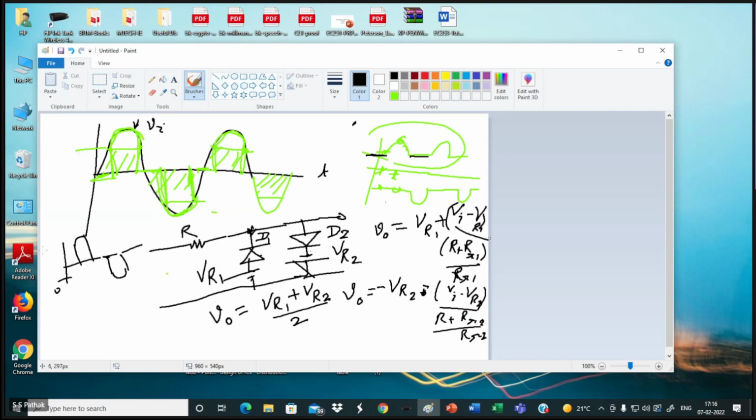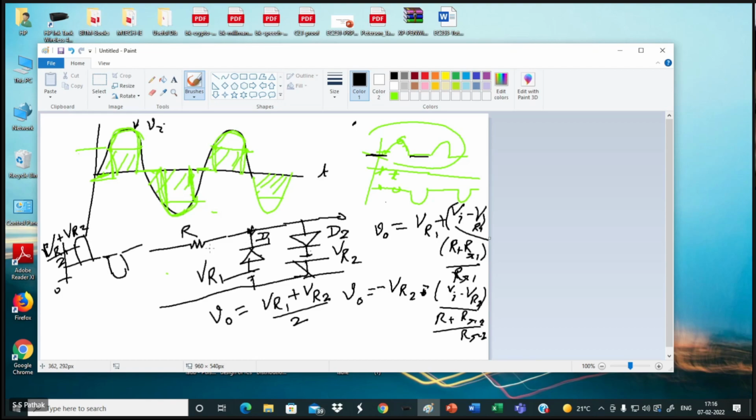So this was Vr1 plus Vr2 divided by 2. It can change also. If the capacitance of the diode is different, it will change. How does it come? Look at this. What is the charge stored in the capacitance of the diode? Across the diode there is some voltage drop that is according to Vr2.